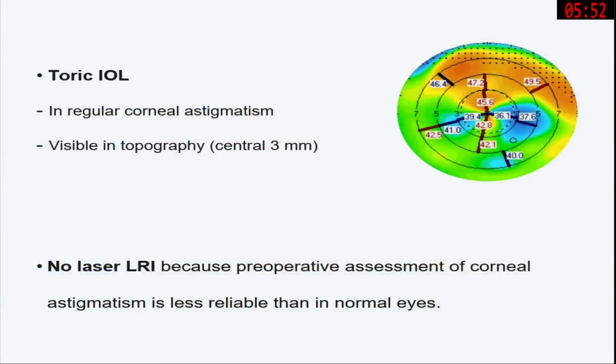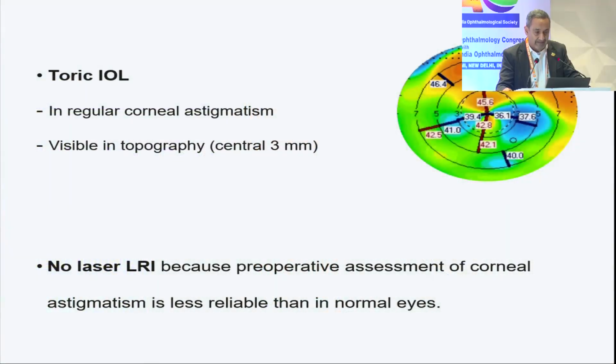We can implant a toric IOL, provided you have regular corneal astigmatism, and you can see this in this picture. If you have a patient with LASIK surgery or previous corneal refractive surgery, and you have central 3 millimeter regular astigmatism, you can implant. Although the appearance of the cornea is irregular, still in the central 3 millimeter it's more or less regular, so you can implant a toric IOL.